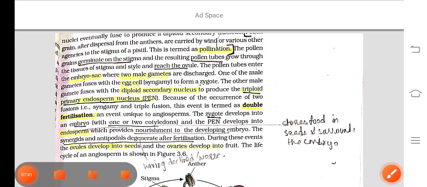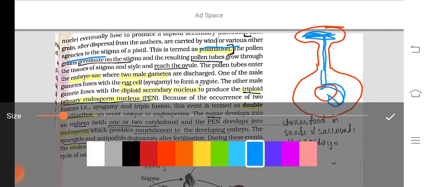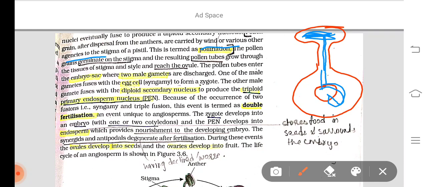let me draw the diagram. So by wind or various agencies, they reach the stigma. This upper portion is the stigma, this middle one is style, and this is the ovary. When they reach this stigma, the pollen grains form a tube-like structure. This tube goes to the ovary, like so. And pollen grains are transferred through this tube and they reach the ovary. Okay, and the fusion takes place in your ovary.